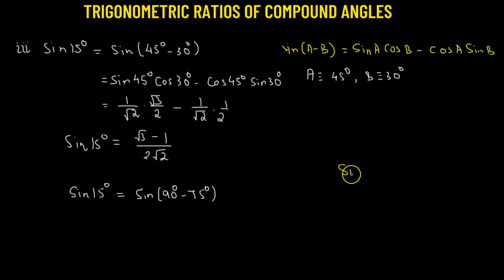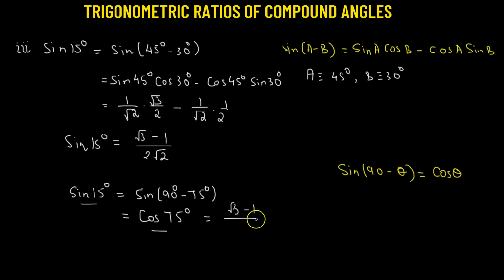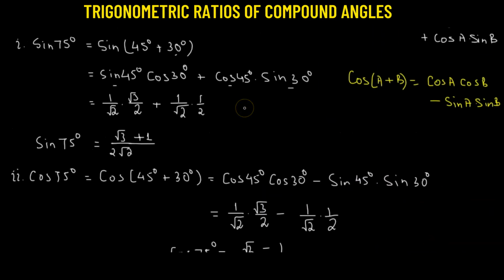That means sine of (90 degrees minus theta) is equivalent to cosine theta, which means sine of (90 minus 75) degrees is equivalent to cosine 75 degrees. And that's the reason why we're getting the same value for sine 15 degrees as for cosine 75 degrees. So this will also equal square root of 3 minus 1 over 2 times square root of 2. Now let's go to the final problem.